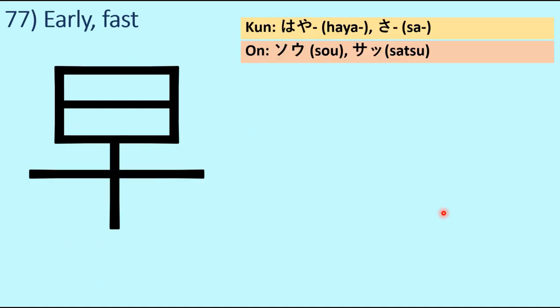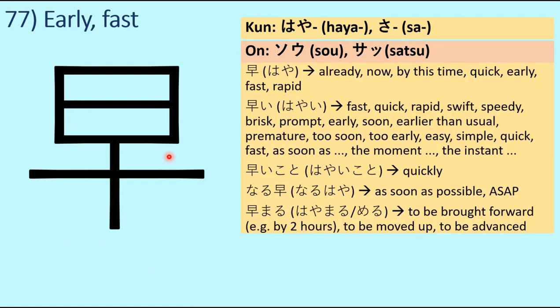We move on to the second kanji of today's lesson and number 77 in the series. And this character represents early or fast. The Kun'yomi readings are haya and sa. The On'yomi readings are so or satsu. These are few Kun'yomi usages of this character.